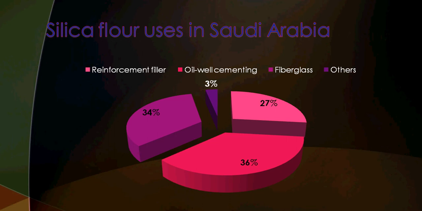Silica flour use in Saudi Arabia: the largest use, 36% of the total production, goes to oil well cementing. 27% goes to reinforcement filler, 34% goes to fiberglass, and 3% to other applications.